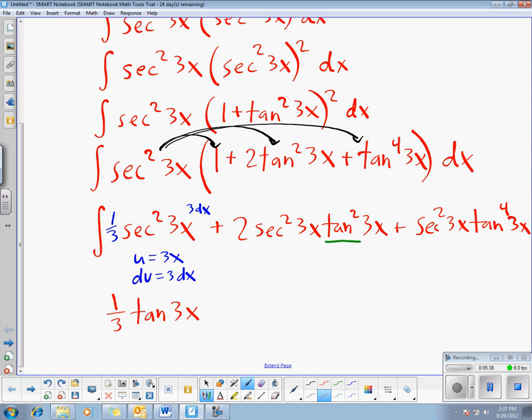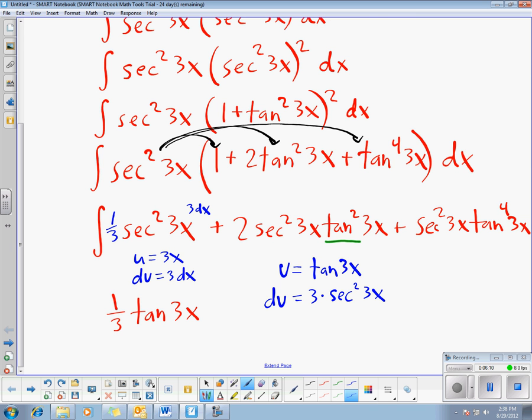Okay, and on this second portion, because I have tangent squared, and I have the secant squared to go along with it, then my u is going to be the tangent of 3x. If that's the case, the derivative of u would be 3 times secant squared of 3x, because the derivative of tangent is secant squared, and then the chain rule produces an extra 3.